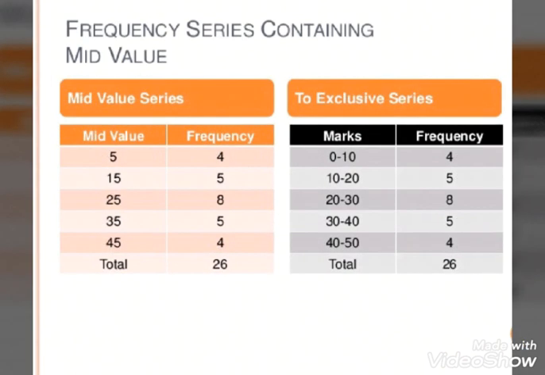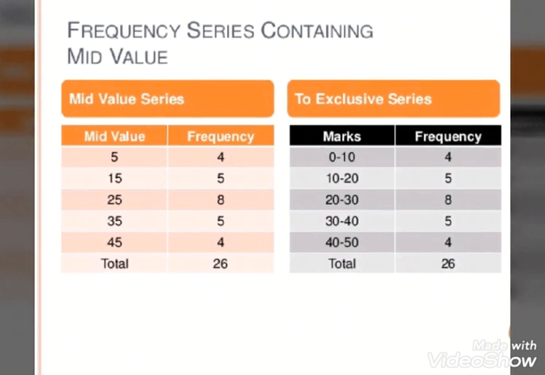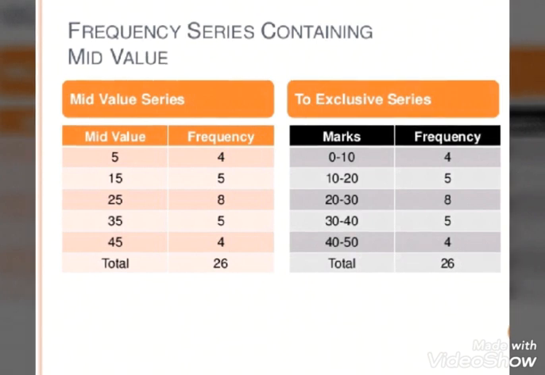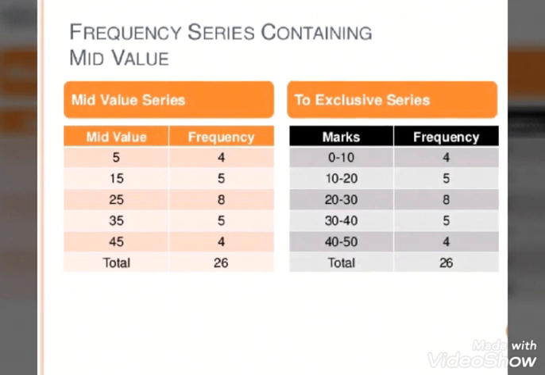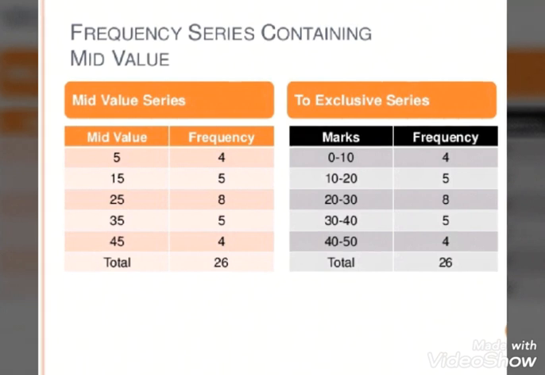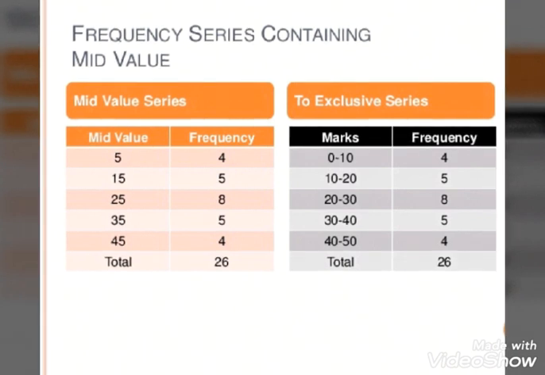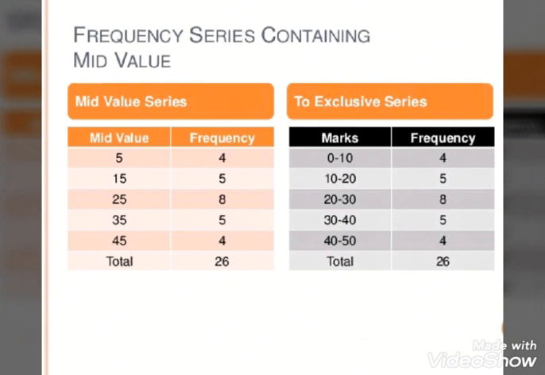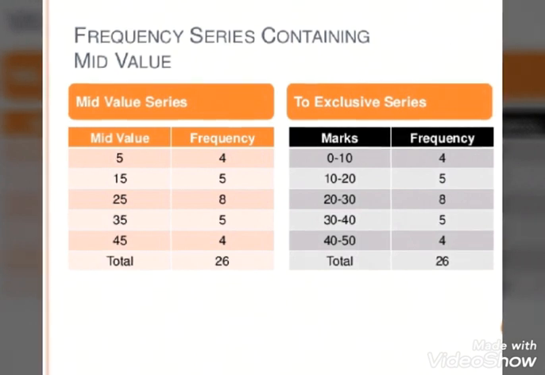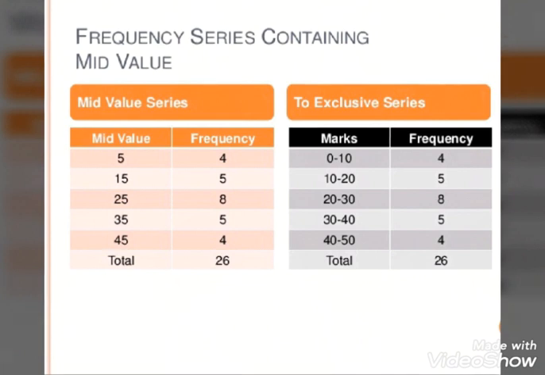Then we will see the frequency series containing mid value. Mid values are those present in the middle of the frequencies you are arranging. You can see in your table here, 0 to 10 has mid value 5, 10 to 20 has 15. So in the mid value series, it has already shown that mid value 5 has frequency 4, mid value 15 has frequency 5, mid value 25 has frequency 8, and you are using these in the next table. Whatever numbers are mentioned, 0 to 10 has frequency of 4, then 10 to 20 has frequency 5, 20 to 30 has 8, 30 to 40 has 5, 40 to 50 has 4. That means how many times it has been repeated.